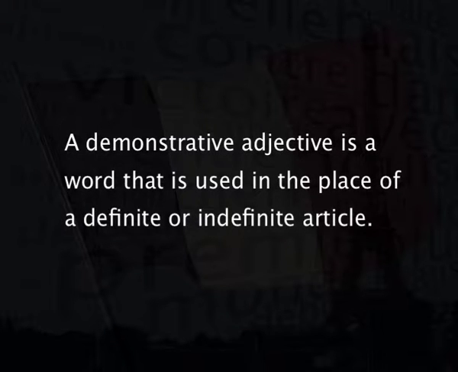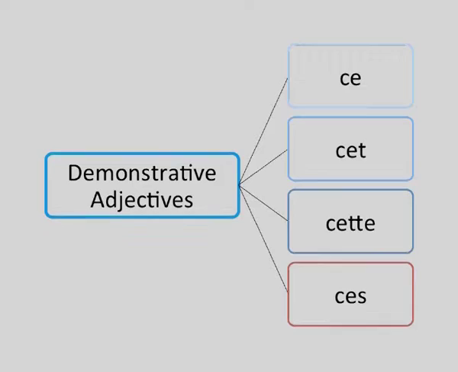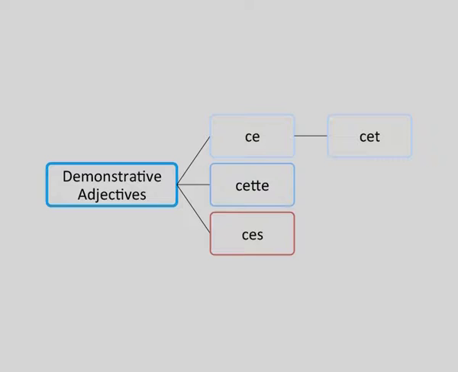A demonstrative adjective is a word that is used in the place of a definite or indefinite article. Similar to definite articles, demonstrative adjectives also indicate a specific noun. In French, there are 4 demonstrative adjectives: ce, cet, cette, and ces. However, technically speaking, there are only 3 because cet is just a variation of ce.